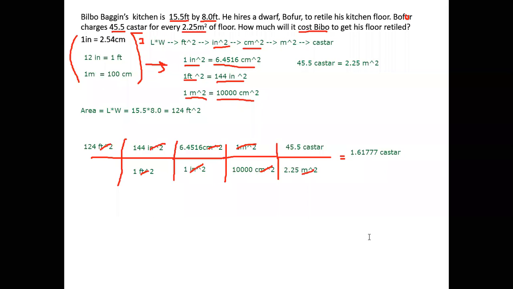Now we got to round to the correct number of significant figures. So 15.5 has 3 significant figures. 8 feet has 2. 4.5 has 3. 2.25 has 3. Now all of our conversion factors are exact conversion factors, so we don't have to worry about them. So we got to round to 2 significant figures. So 1, 2. The answer will be 1.6 Castar.